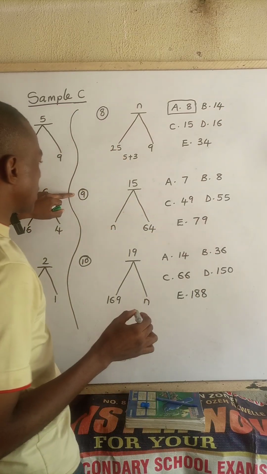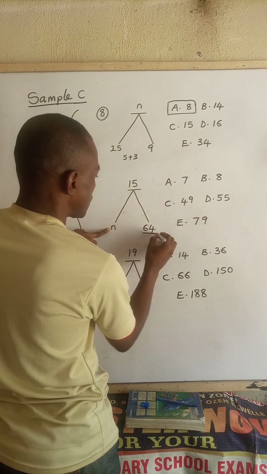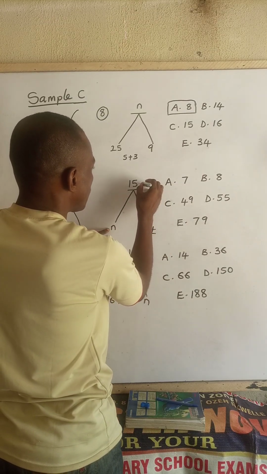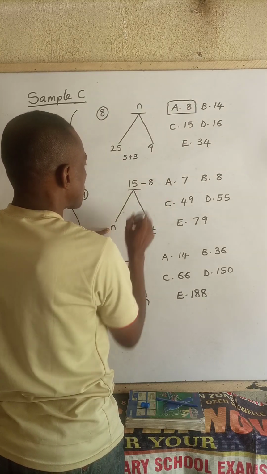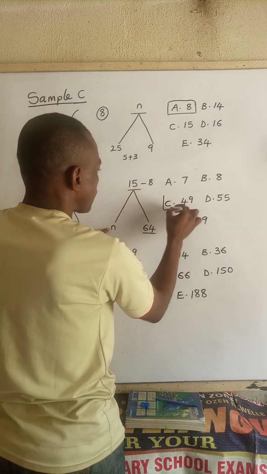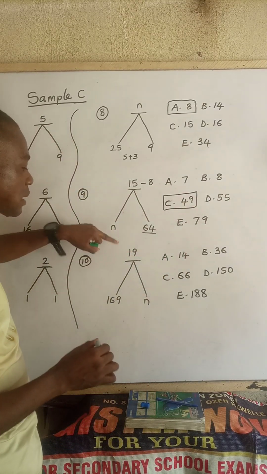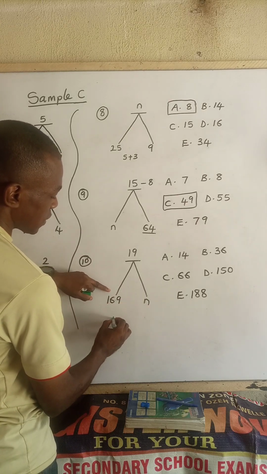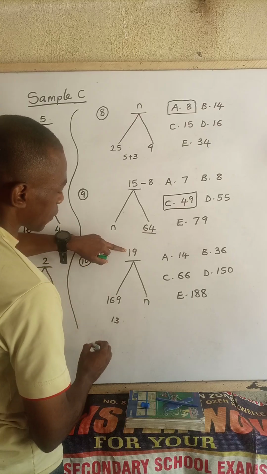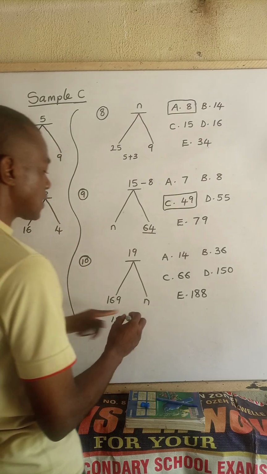We move to question number 9. This point is not given. So we find the square root of 64, which is 8. Remove it from 15. It will give us 7. 7 times 7 will now be 49. We proceed to question number 10. In question number 10, this point is not given. Find the square root of 169, which is 13. Remove it from 19. 19 minus 13, it will give us 6. 6 times 6 will give us 36.